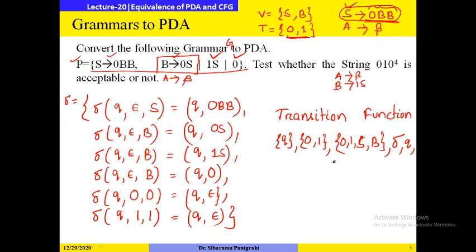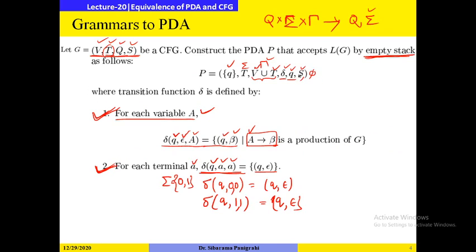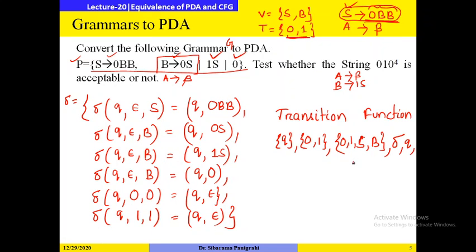Next, what is the start symbol, or the initial pushdown stack symbol? That is S. Next, what is the final state? Here the final state is 5, because we want to accept the string by using empty stack. That's why I have put the final state as 5.